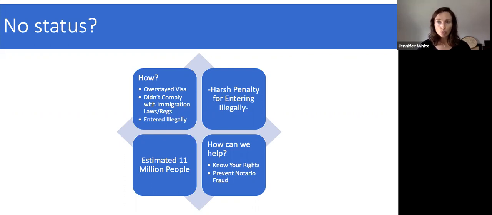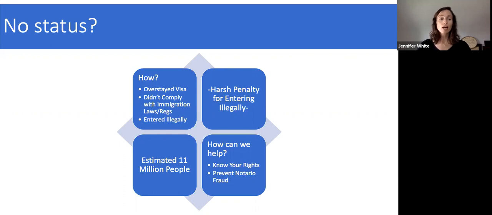So if the laws don't change, if we don't see immigration reform, I would estimate that millions of those folks just will never be eligible for any form of immigration relief because the laws are just so narrow. But we can still help some of those people, and let me tell you how. One of the methods is through Know Your Rights presentations. People who are here without status still have constitutional rights, and it's important that they know what those are.